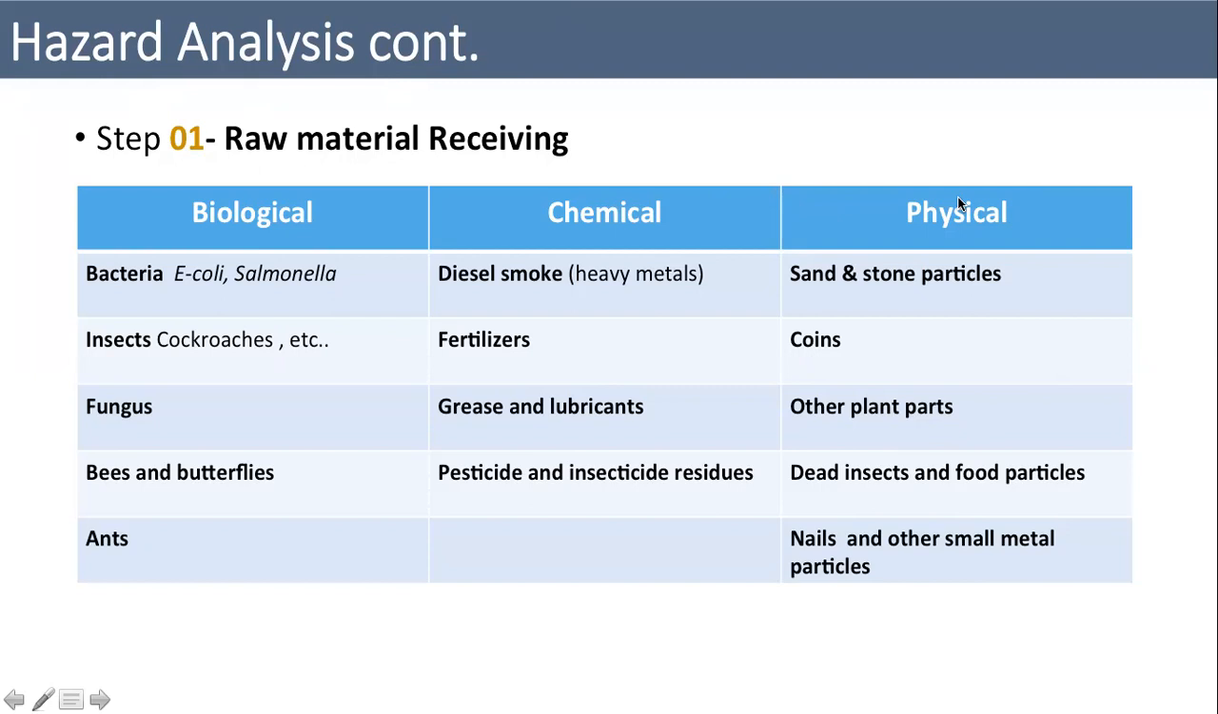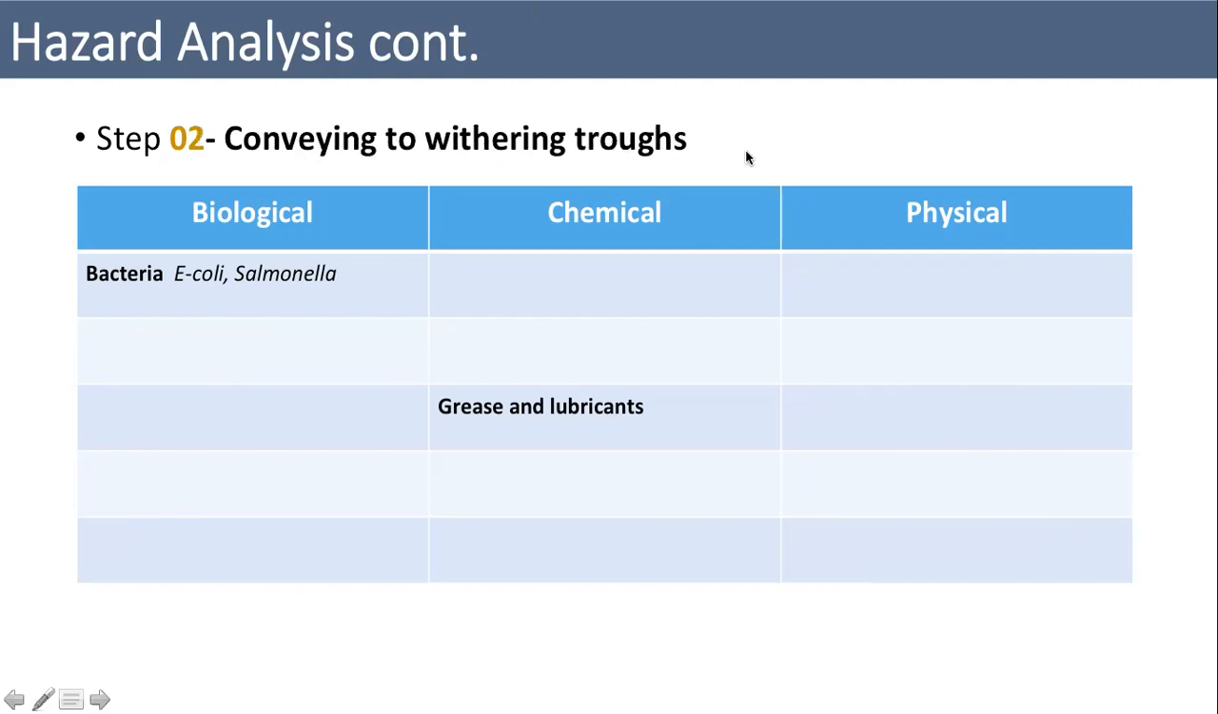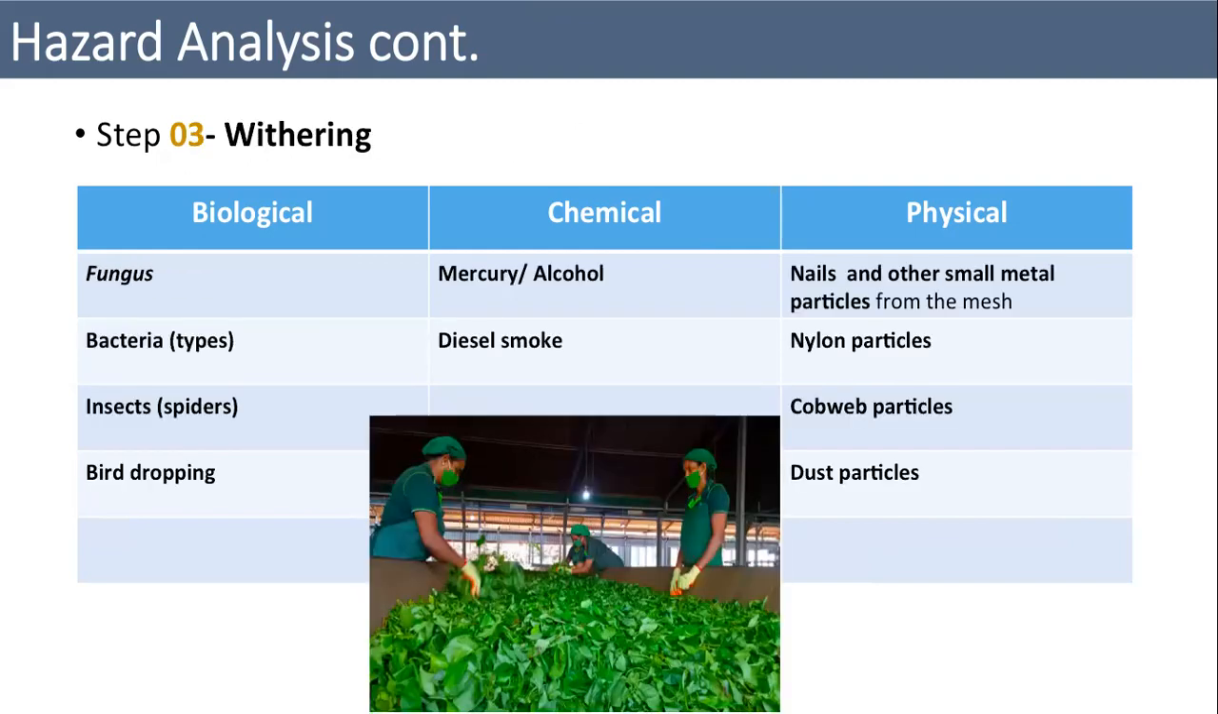Then first step, raw material receiving. There are 3 hazard types, and we have identified them by brainstorming and our experience. Then the second step, you can also see what the hazards are. And the third step, the similar procedure is there, right? Biological hazards, might be similar or different. And you can see they are wearing masks and hair nets and using gloves to avoid these hazards, to control these hazards. But still we have hazards, right?